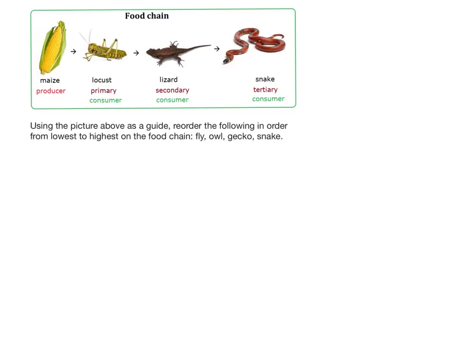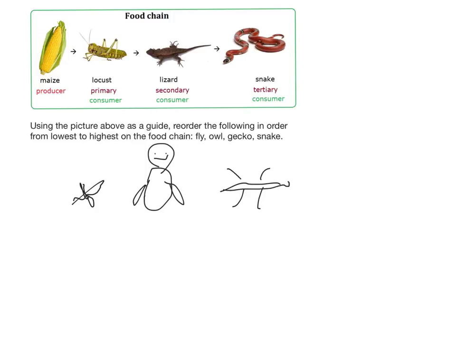So I'm going to come over here and draw a fly, and sorry, that fly is not that good. And then I'm going to come over here and draw an owl, and the fly, and then the owl's head, and a smiling owl. Okay, and then I'm going to draw a gecko, and that's going to look like that, with 4 legs coming off of it. And then I'm going to draw a snake, which is the last thing.